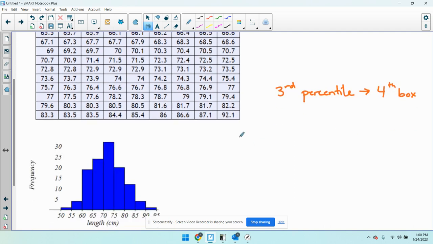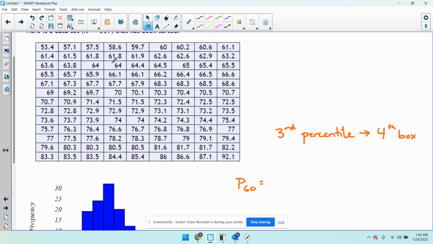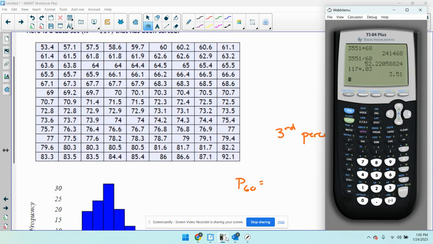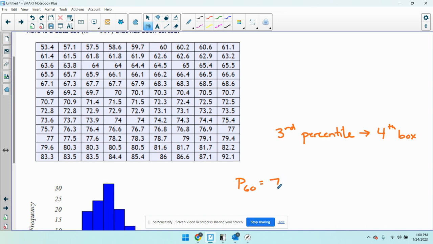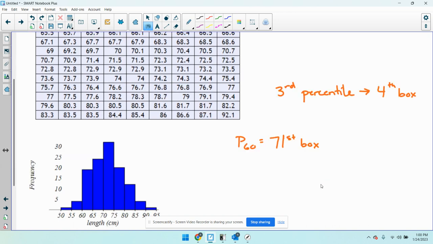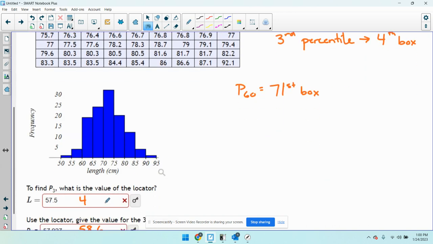Now, just to make this make a little bit more sense, because I don't like these numbers. If I said something like find P of 60, that would be the 60th percentile. So I figure out which box cuts off the bottom 60%. So I would do 117 times 60%, and that would be 70.2. I'd round that up. So the 71st box would cut off the bottom 60%. So this would be 71.